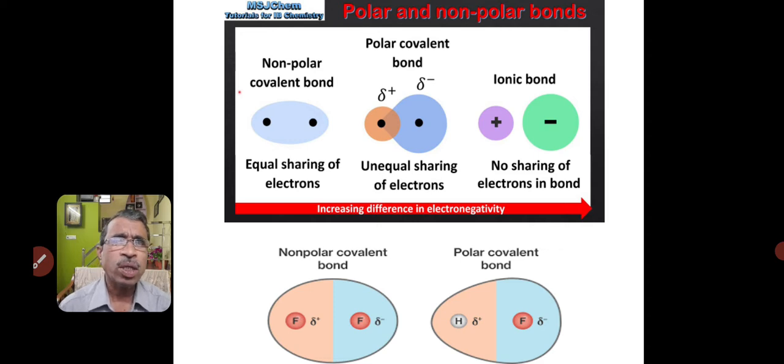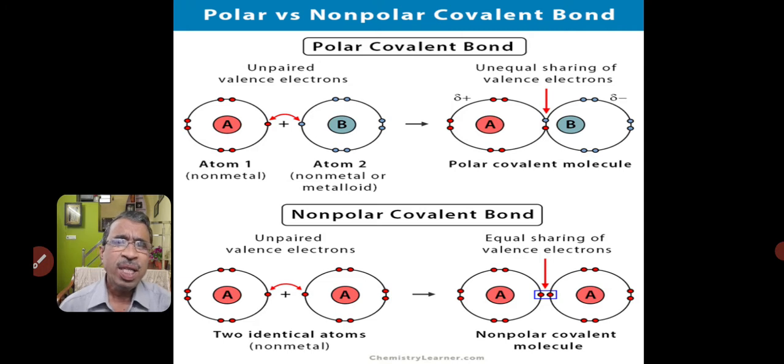This slide shows the polar and non-polar bonds. Non-polar bond is formed by equal sharing of electrons and it is found between the two atoms of the same element. Polar covalent bond is formed by unequal sharing of electrons, which is found between the two atoms of two different elements where one of the elements is more electronegative than the other. This slide also shows the polar and non-polar covalent bonds.